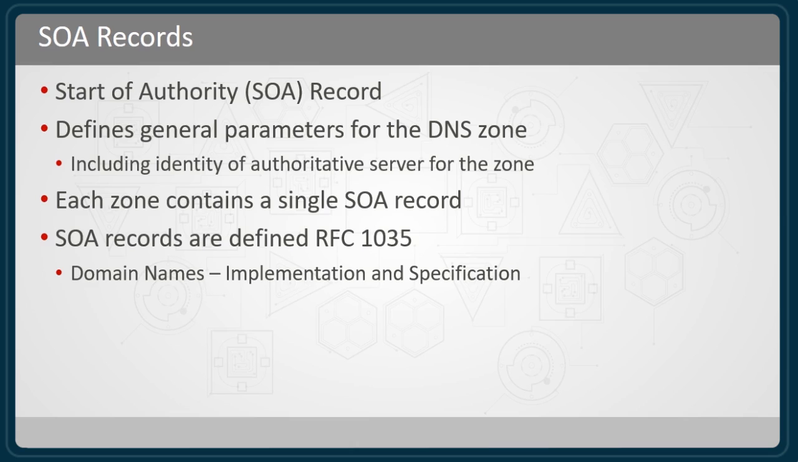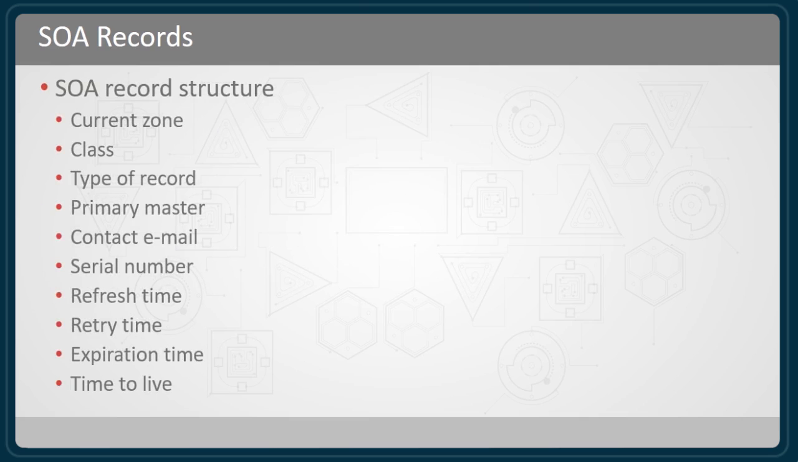Now, you can search for more about SOA records in RFC 1035. It just discusses the implementation and the specifications for domain names and how SOA records work. They have various properties within the record that define everything you see here: the current zone for which this server is authoritative, a class, which is typically IN for internet. We'll see that a little bit later. The type of record, which in this case is quite literally the SOA record. It specifies this is the record designating this server as authoritative and all of these other properties as authoritative.